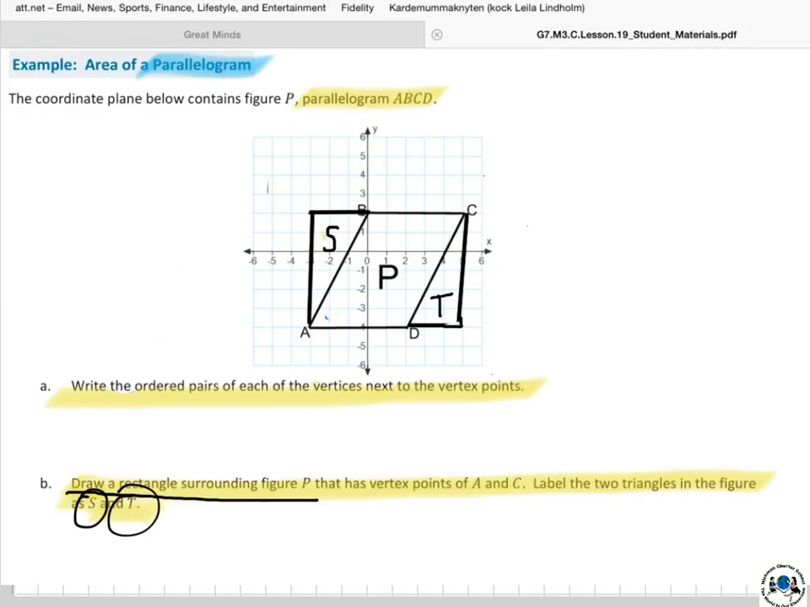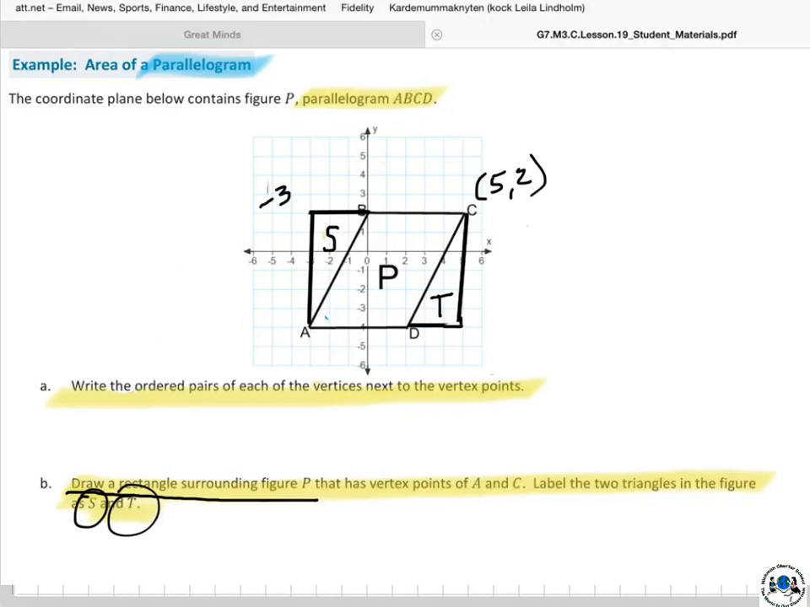In letter D, it asks us to find the area of each triangle. You can just calculate the area of one of those triangles, and you'll know the other. So give that a whirl and come on back.